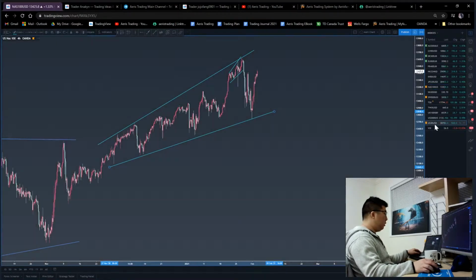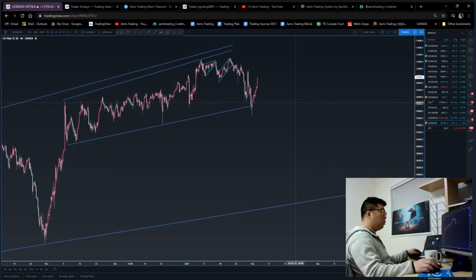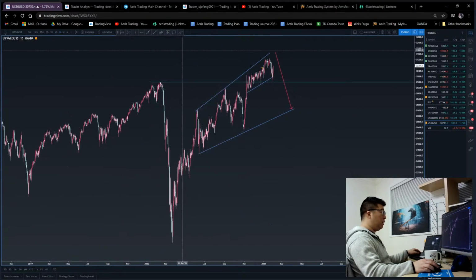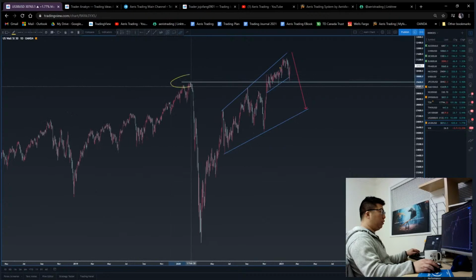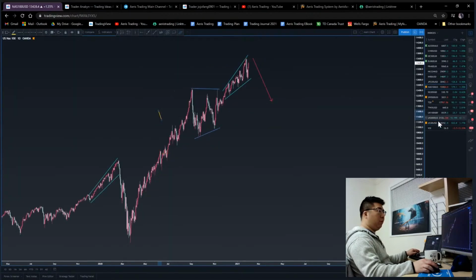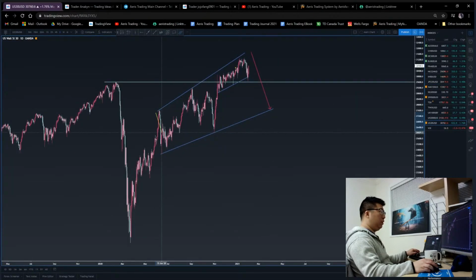US 30 is clearly bullish on a larger time frame. Personally, I don't see it as bullish. I see this as a potential double top in the area. This is the all-time high before COVID happened, right? COVID happened, we recovered, but this looks more like an expanding structure, so to speak. So a larger expanding structure. This last bit of the price is not a continuation, right?